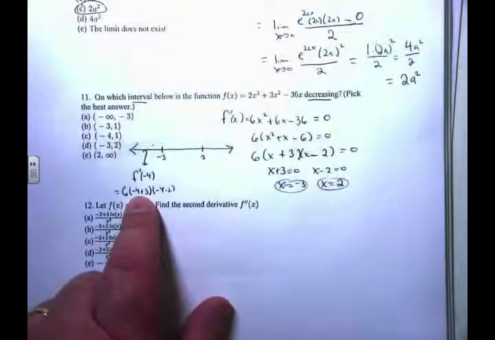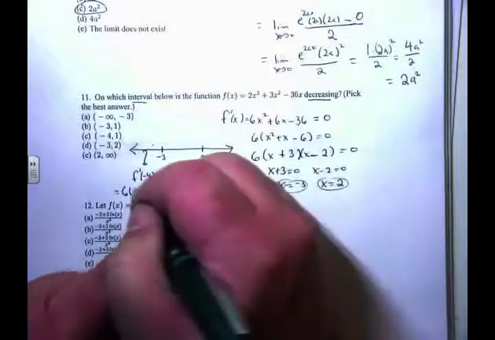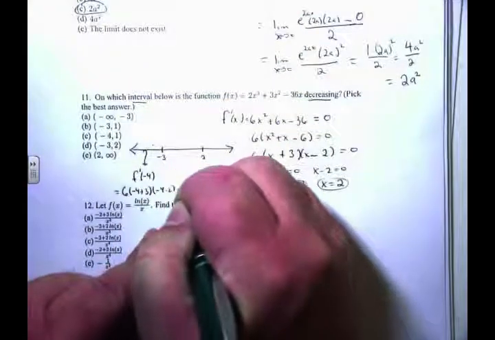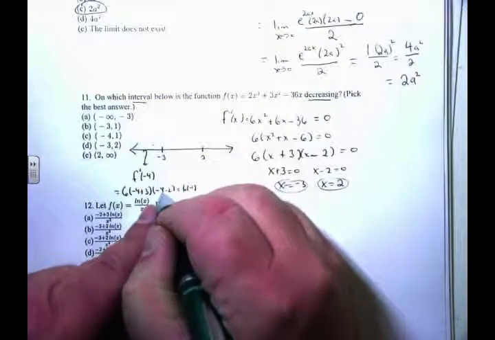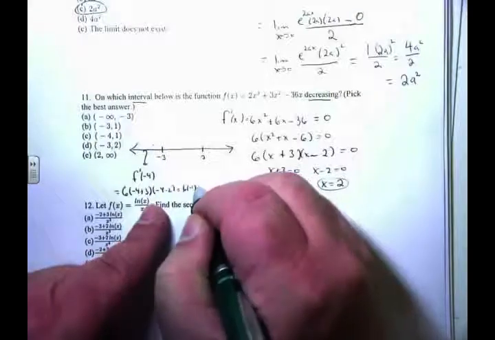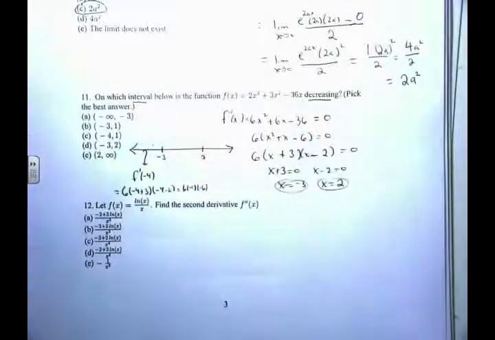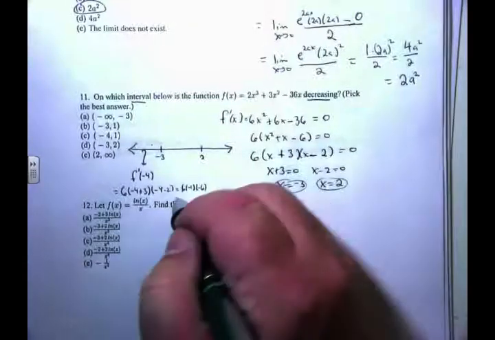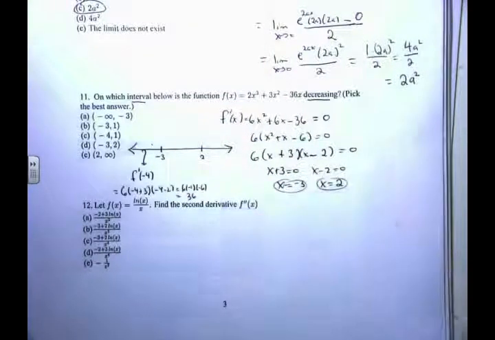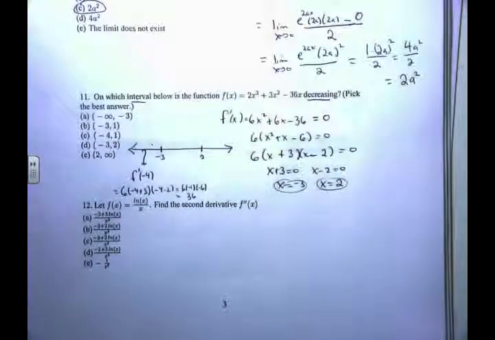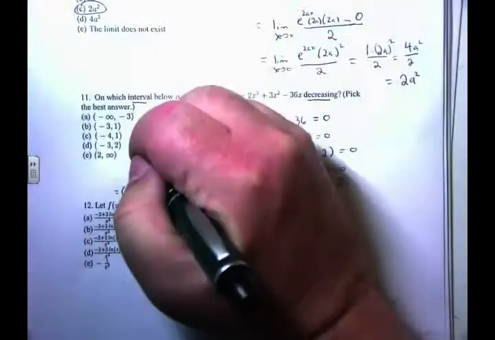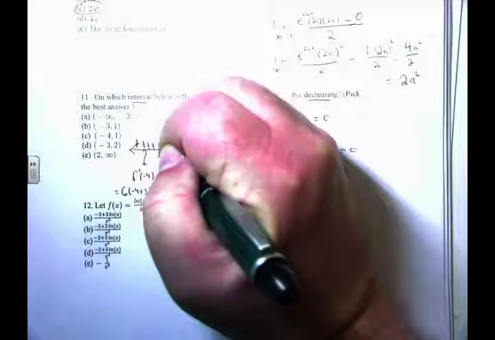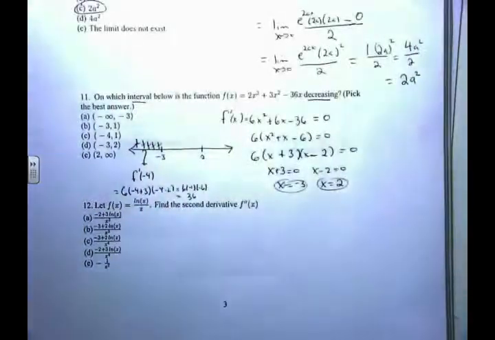What's negative 4 plus 3? Negative 1. So this is 6 times negative 1. What's negative 4 minus 2? Negative 6. So what is 6 times negative 1 times negative 6? That's positive 36. Again, I don't care what the number is. What's the sign of it? That's why this factored form is helpful, just to keep up with the sign of what's going on here. What sign is this thing? It's positive, which tells me in that interval, I'm increasing.